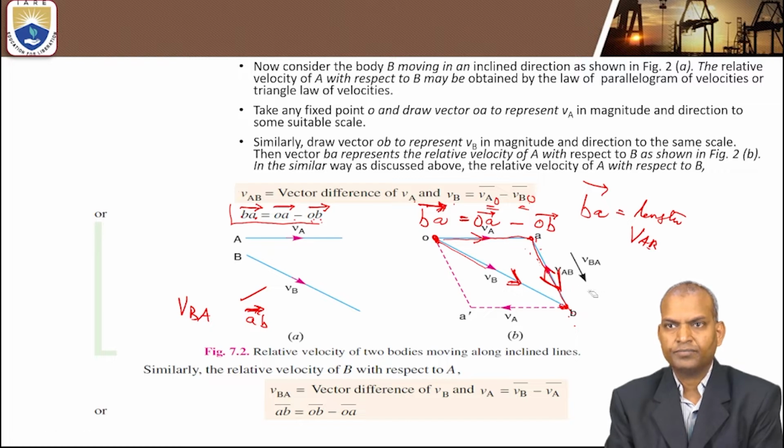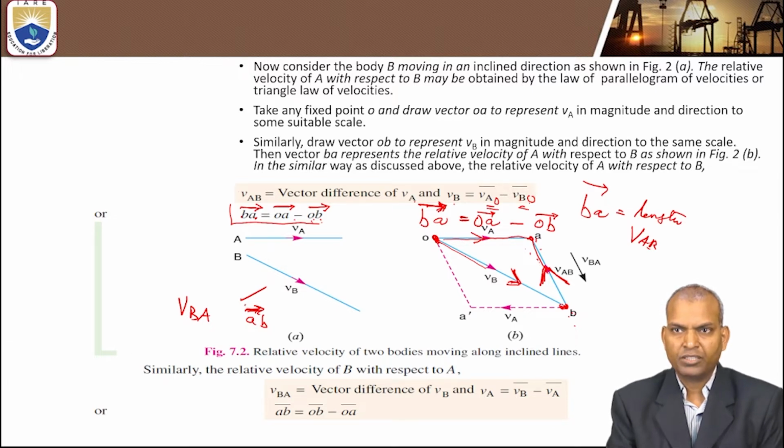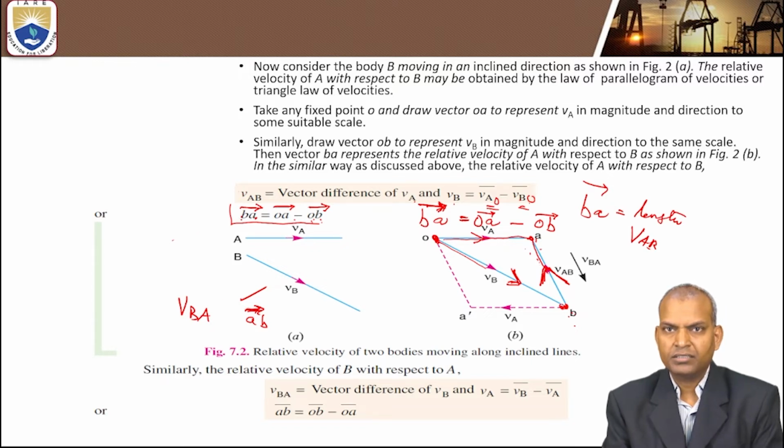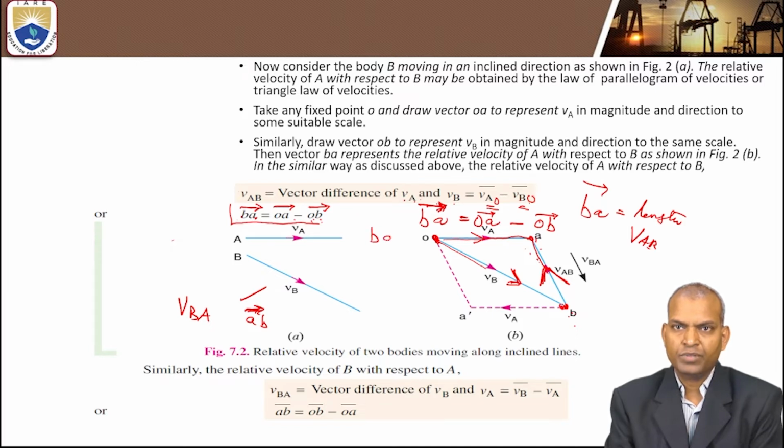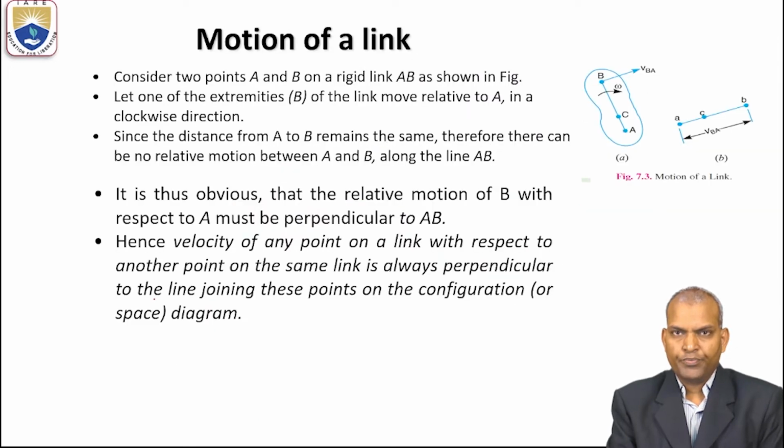We have drawn it here, point B to point A. This represents VBA, the velocity of B with respect to A. But here the vector notation is the velocity of A with respect to A, that means it is from point B to point A. Now, what is the motion of a link?